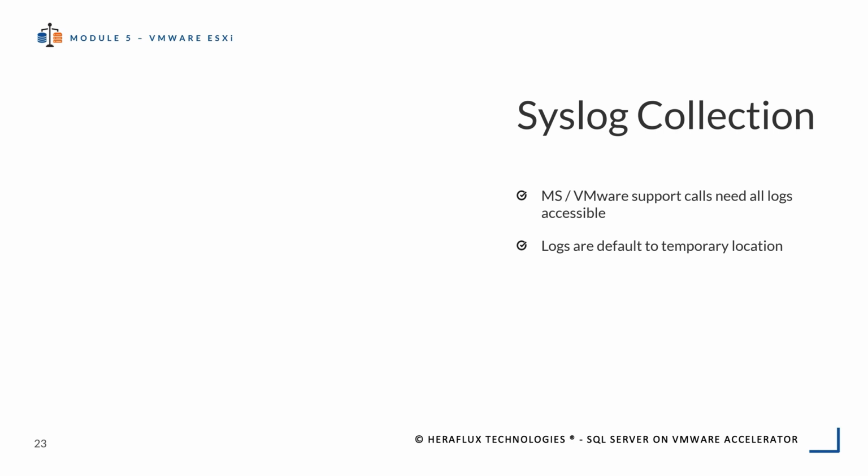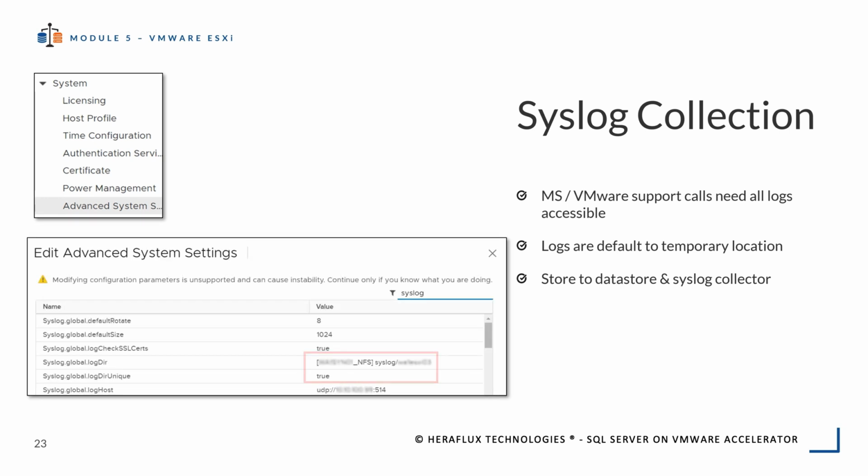Because we want to minimize the impact if there are any issues at the host, and this includes your SQL Server host, we need to put these logs into a location where they're easy to fetch, even if a host goes down. We can specify two different means to do this. The first method that I recommend is to specify a data store with a folder on it for each host to write its logs to.